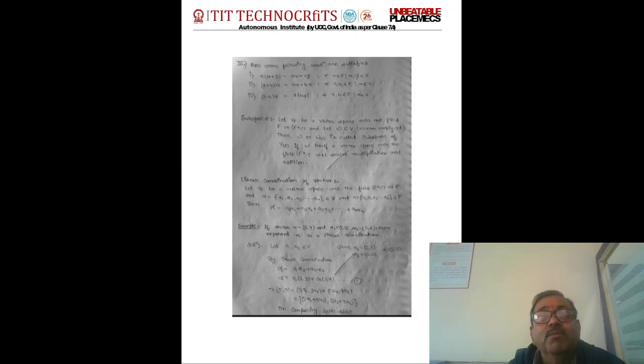Now another definition, the vector subspace. Let V(F) be a vector space over the field F, plus, dot, and W is a subset of V, that means a non-empty set. Then W(F) is called a vector subspace of V(F) if W itself is a vector space over the field F with respect to scalar multiplication and addition. So these are the two definitions, a vector space and a vector subspace.